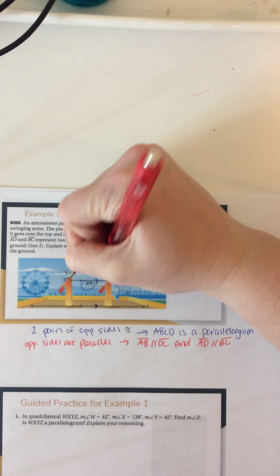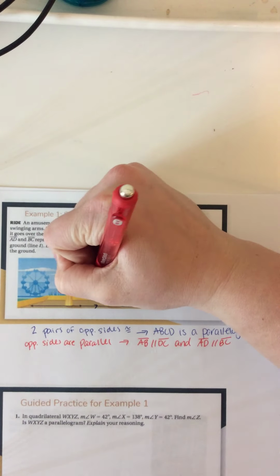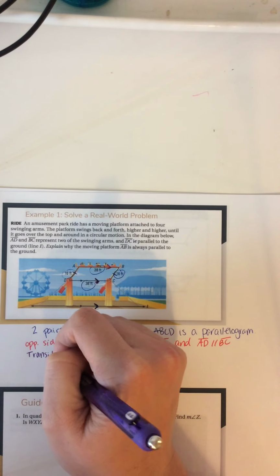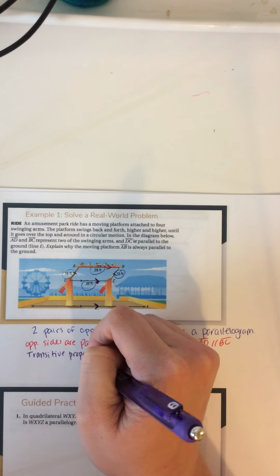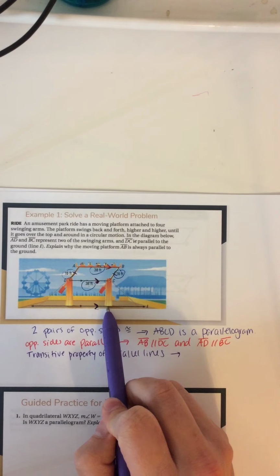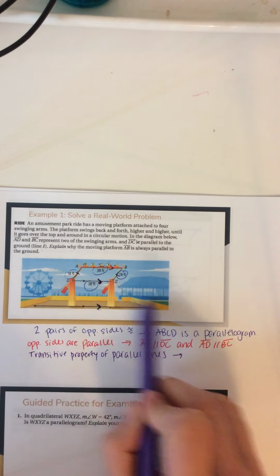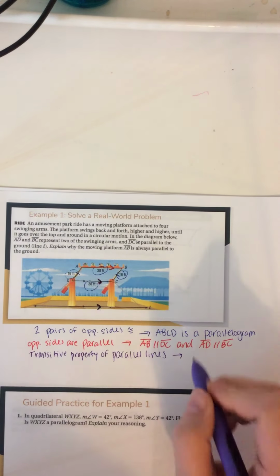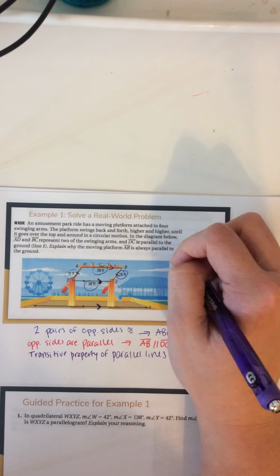Well, if we know that AB is parallel to DC, and we also know that DC is parallel to line L from the problem, that's what they told us up here, we have this thing called the transitive property of parallel lines. We learned back in chapter 3 that if this line is parallel to that line and that line is parallel to this line, that top line is also parallel to the bottom line, just skipping the middleman. We could say that AB is parallel to line L, which is what we wanted to show.